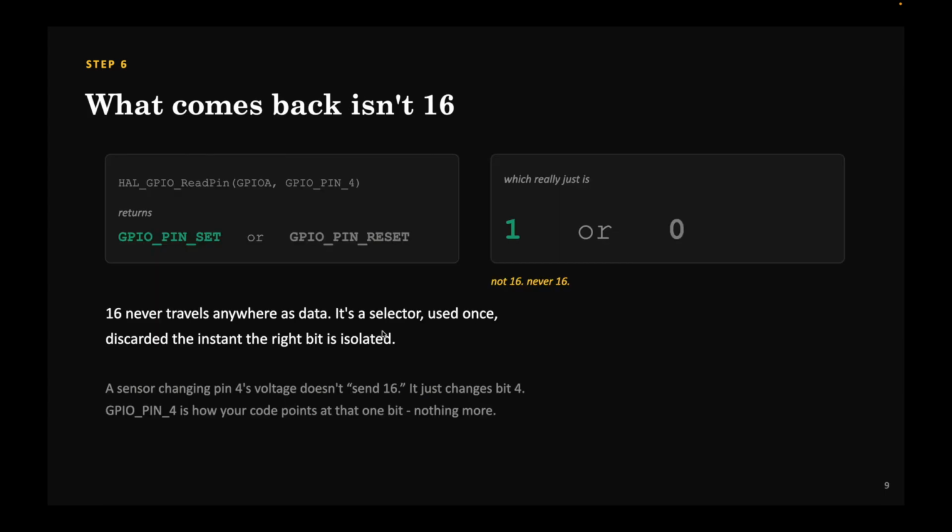And what comes back isn't 16, it's the GPIO pin set or GPIO pin reset. Really just 1 or 0. 16 never travels anywhere as data. It's just a selector used once, thrown away the instant the right bit is isolated.